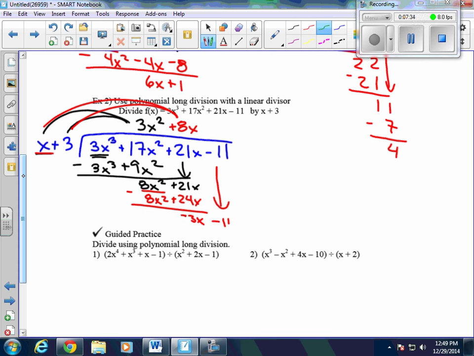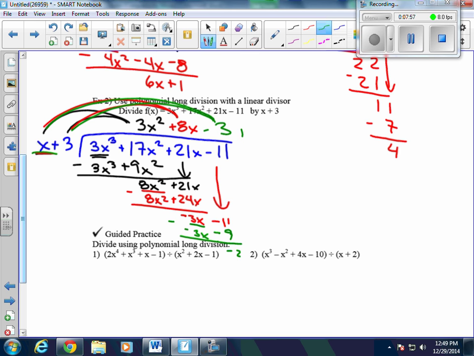Once again, what times x gives me negative 3x, and that's going to be negative 3. And again, we have to do the distributive property. So that's going to be negative 3x minus 9. Subtract those two. That's gone. We have negative 11 plus 9, which is negative 2.